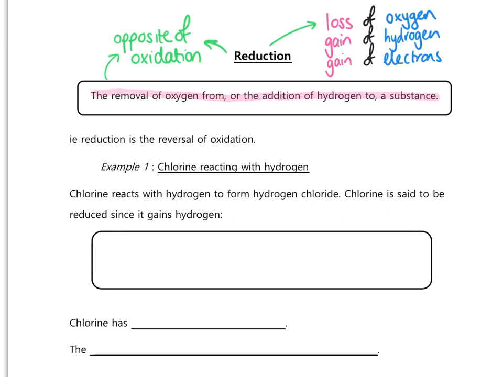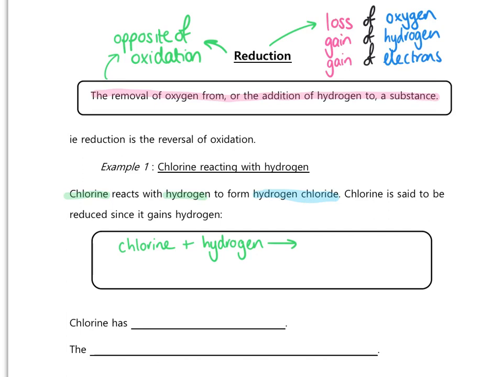The first example is chlorine reacting with hydrogen. You're told here that chlorine reacts with hydrogen to form hydrogen chloride. See if you can write a word equation for that, and then see if you can write a balanced symbol equation for that. So pause the video and try to write the word equation, think about what's reacting together to form what, and then try to write a balanced symbol equation.